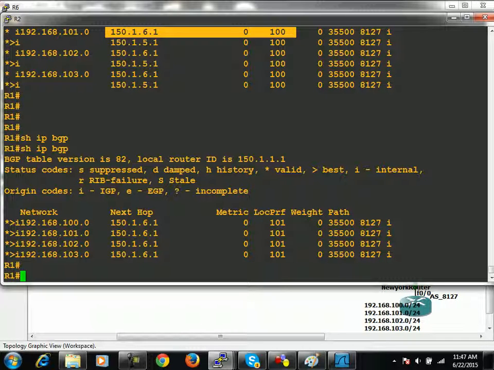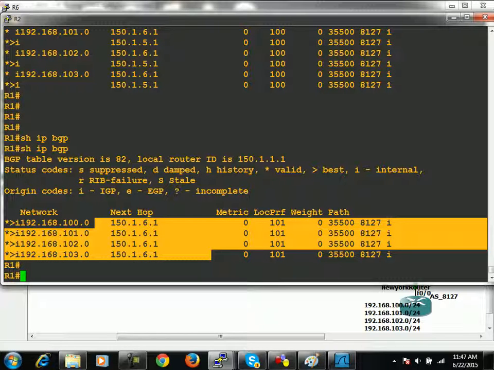Fine guys? So see, its best path is now via R6, and this time R1 does not have those prefixes in its BGP table via R5 as well. I mean it does not have any alternate path this time. Why? This is the big question mark now.